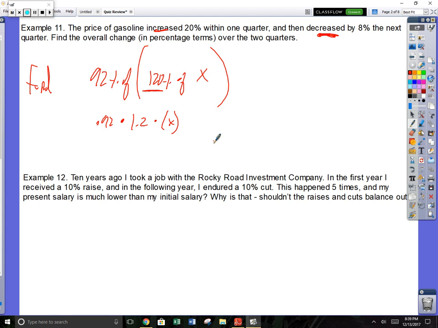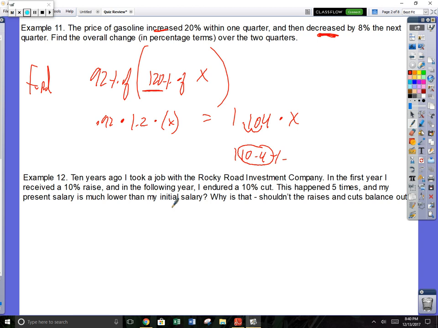0.92 times 1.2, that is 1.104 times x. Okay, now that means it's an increase. So if I change it to a percent, it's 110.4%. But I am really not interested in the 100%. I'm interested in this. So that is a 10.4% increase overall.